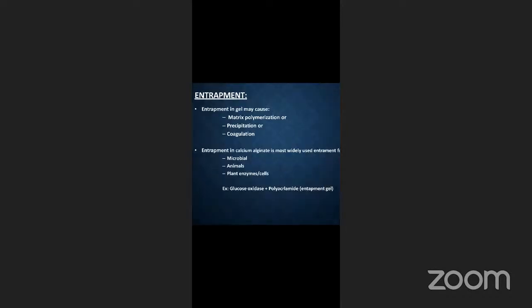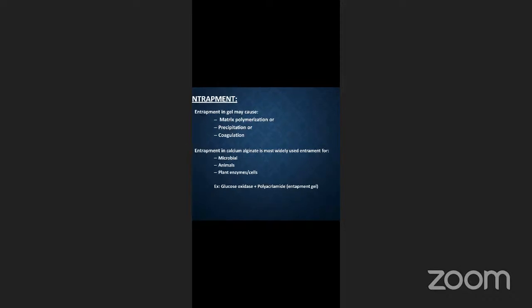So entrapment in gel may cause matrix polymerization, precipitation or coagulation. And calcium alginate is most widely used for microbial, animal and plant enzymes or cells. Like if you take glucose oxidase plus polyacrylamide, it will form an entrapped gel with the enzyme. Okay.